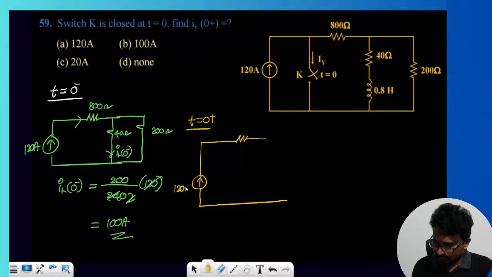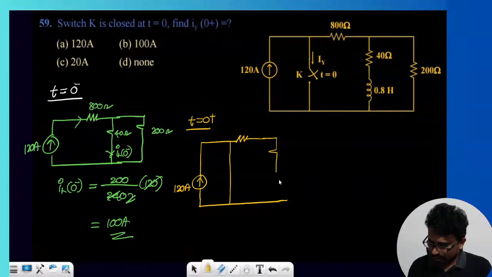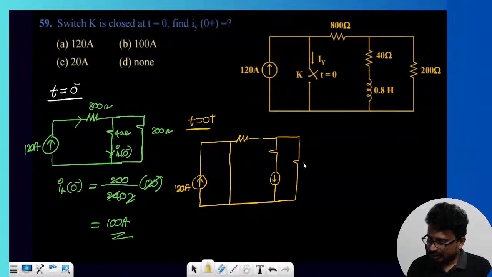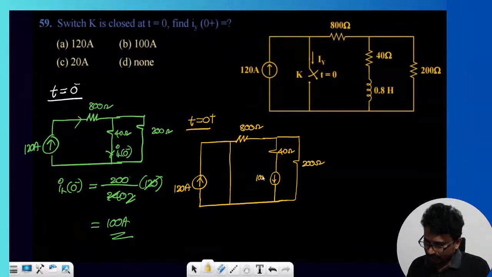Now this is 120 amps. Switch is closed. Inductor is open circuited, with the initial current there now. How much is the initial current? 100. And here is another resistance, 200. And this is 40, and this is 800. And this current, what do you tell me now? 100 amps.